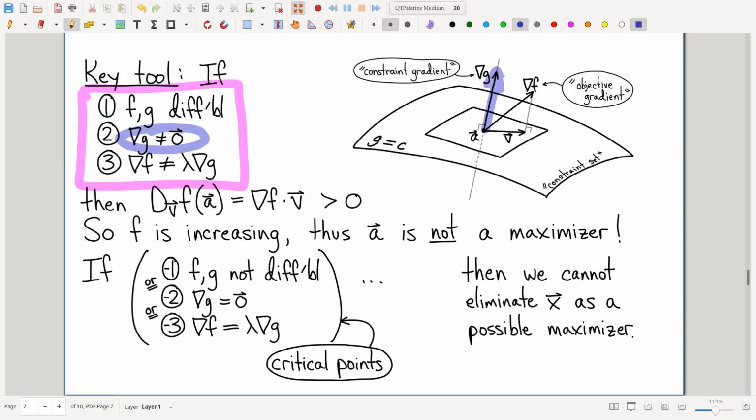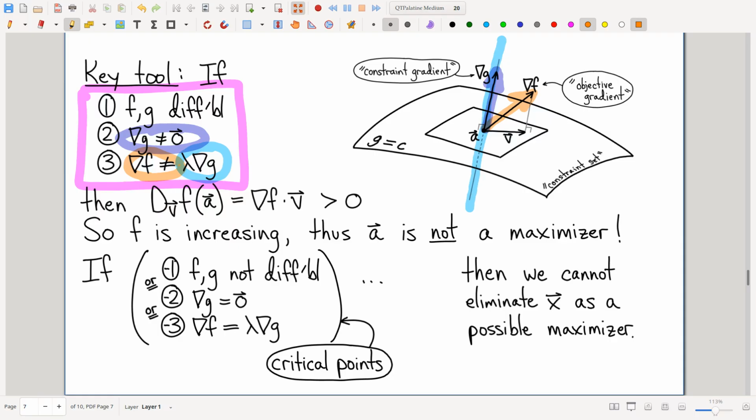Well, if the constraint gradient is non-zero, that means it's actually pointing in a direction. And we know that it has to be pointing in the direction perpendicular to the surface. And so that means that all vectors perpendicular to the surface are just multiples of that constraint gradient. And now imagine that the objective gradient is pointing not perpendicular to the surface. What I have in light blue there is all of the vectors that are perpendicular to the surface. So if it's not, then it is not one of those blue vectors. Is that cool? Okay.